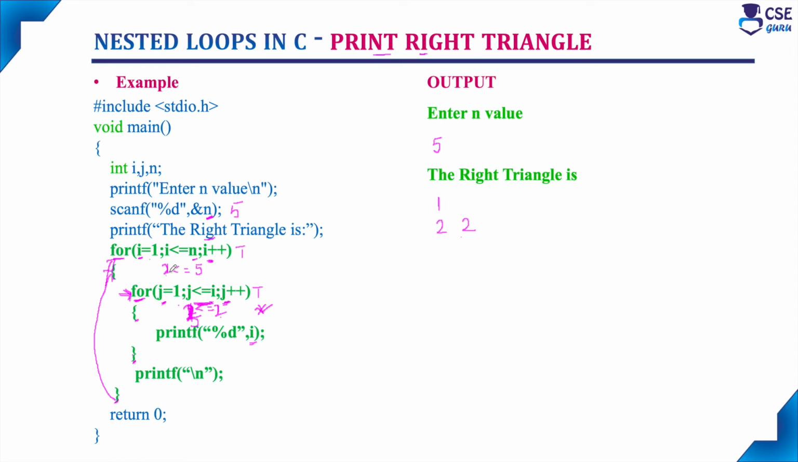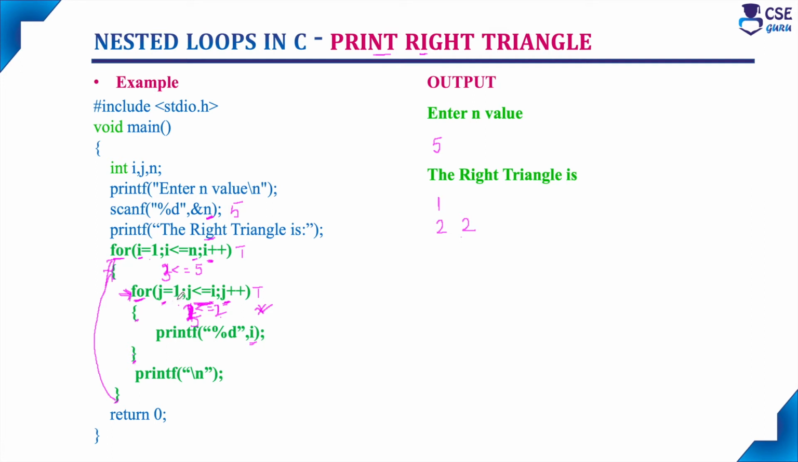Again, i will get incremented to 3. Check the condition whether 3 is less than or equal to 5. Condition true. Now control will be transferred to the inner for loop. And the inner for loop will start from its initial value j is equal to 1, because the previous iteration of the inner for loop got terminated. It won't retain any of its old value. So now this inner for loop will start from its initial value.